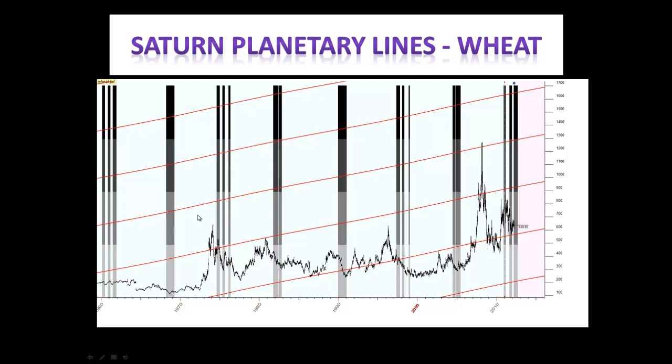Now, the other thing Gann was doing was also plotting planets in terms of their planetary longitude on his charts to give him support and resistance lines for price. And this is what I've done. The red line is actually the Saturn line on wheat. And at the moment it's sitting right on that Saturn line, and actually also in the zone of that area that I was showing you on the composite.